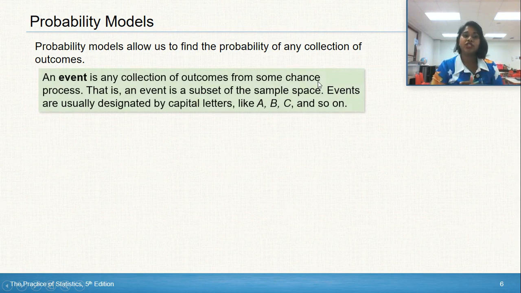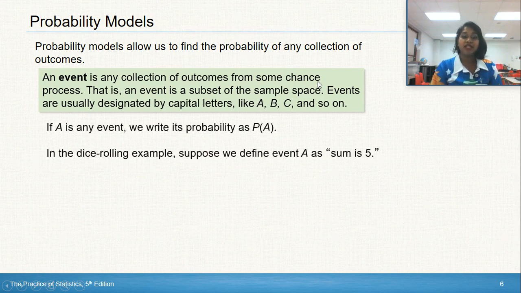A vocab definition here: an event is a collection of outcomes for some chance process. We typically designate these with capital letters, so you might see it as P of A, P of B. In this particular instance, we're about to do an event where both of my dice add up, or sum, to the number 5. That would be a 2 and a 3, a 4 and a 1, et cetera. So we're going to write that event as A. The sum of 5 is event label A.